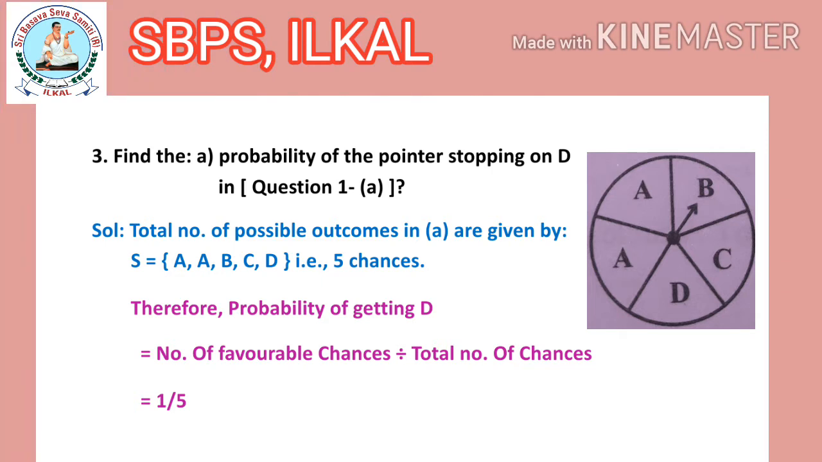Therefore, probability of getting D is equal to number of favorable chances divided by total number of chances. It is the formula to find probability. Then which is equal to 1 by 5. Because D has only one chance and total number of chances are 5. Therefore, probability of getting D is equal to 1 by 5.